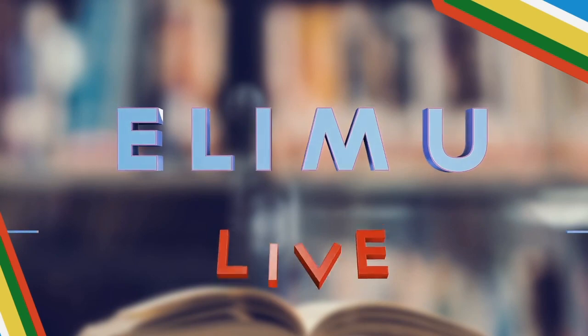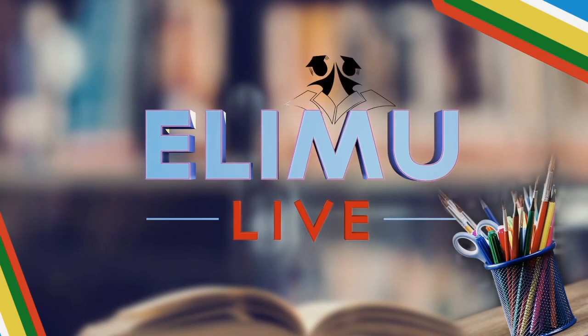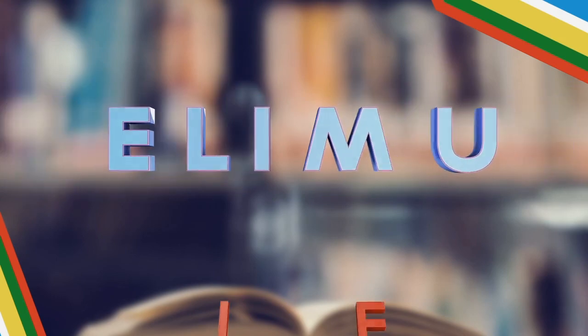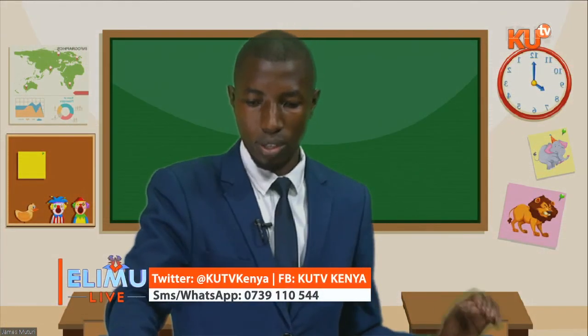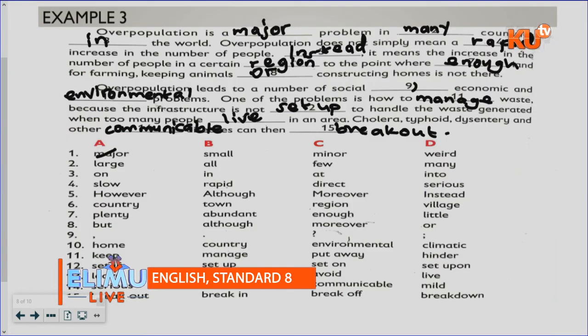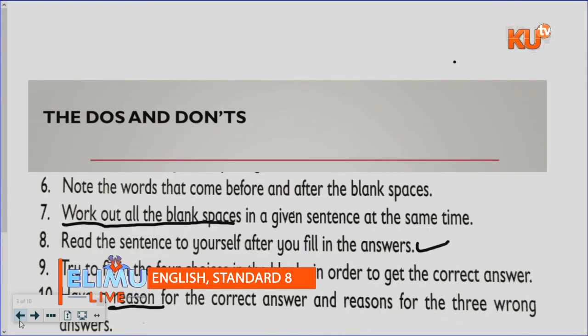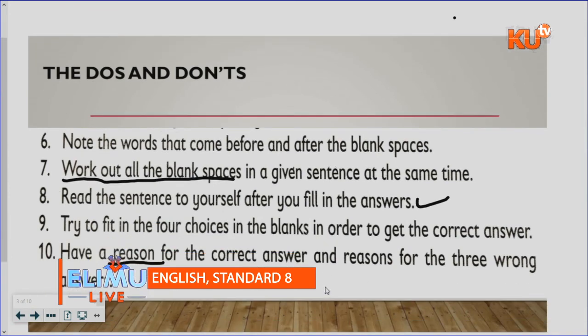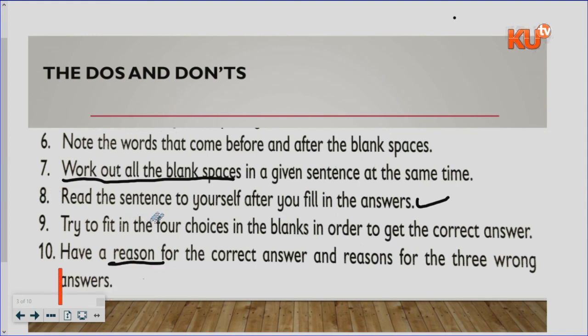Then the next thing you need to do is read the sentence to yourself after you have filled in the blank spaces. Note the words that come before and after the blank spaces. Work out all the blank spaces in a given sentence at the same time. Read the sentence to yourself. Try to fit in the 4 choices. Have a reason for the correct answer and reasons for the 3 wrong answers.